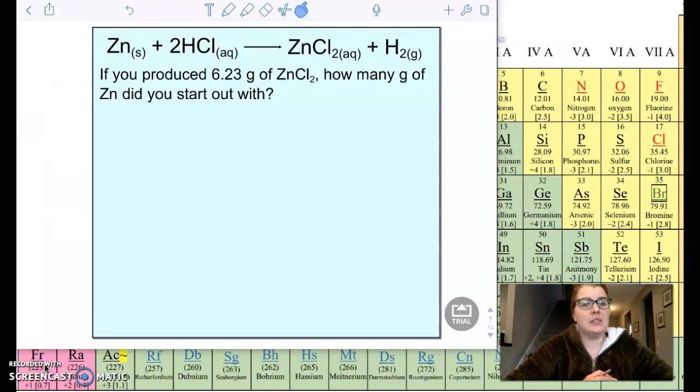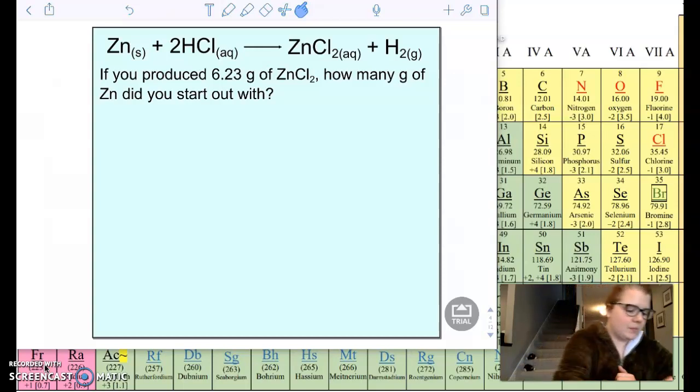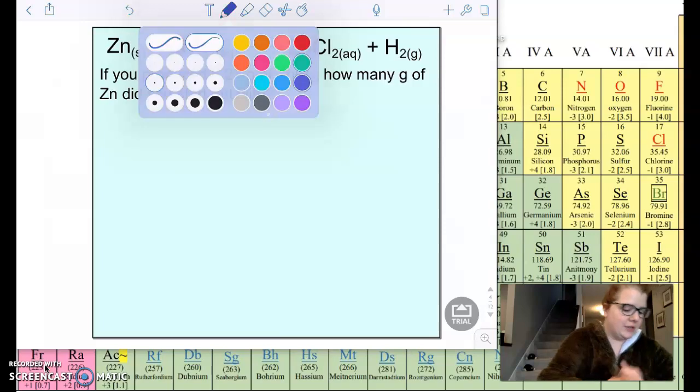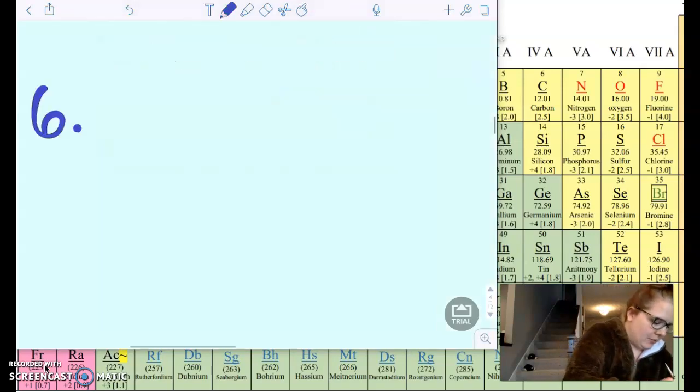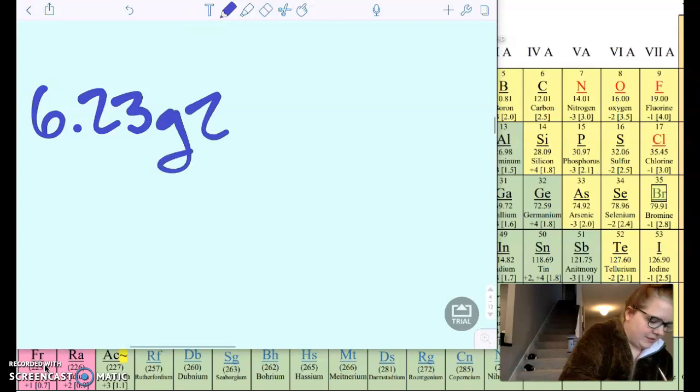If you produced 6.23 grams of zinc chloride, how many grams of zinc did you start off with? So these problems are always going to start off the same. I'm going to give you a value and I'm going to ask you to convert that value to something else. So our initial value here is 6.23 grams of zinc chloride.